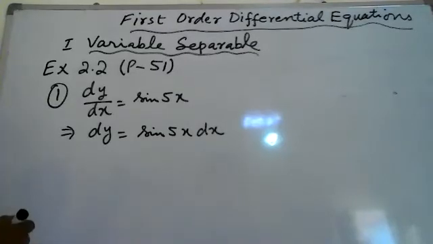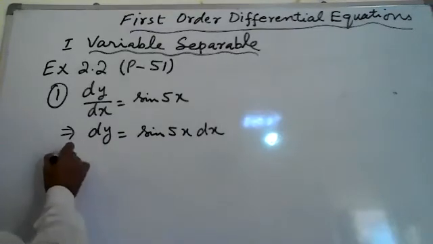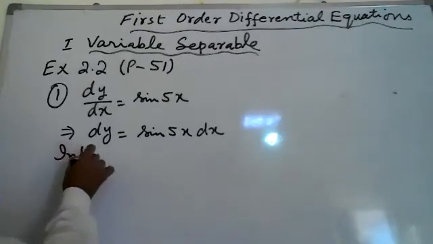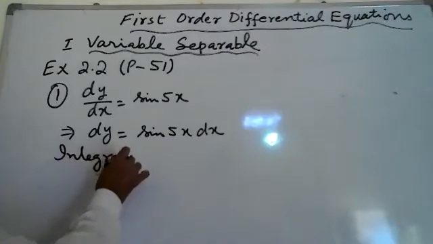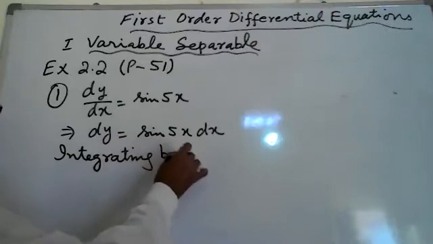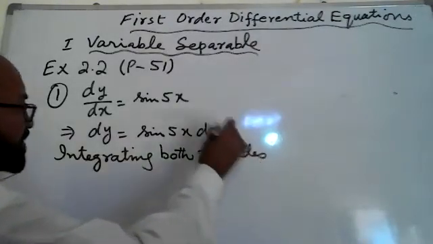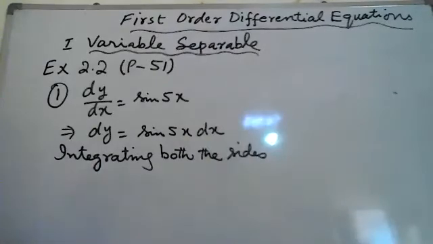So now we will integrate after separating the variables. One side the x variable, the other side the y variable. So we will integrate both the sides. Integrating both the sides, and a shortcut.